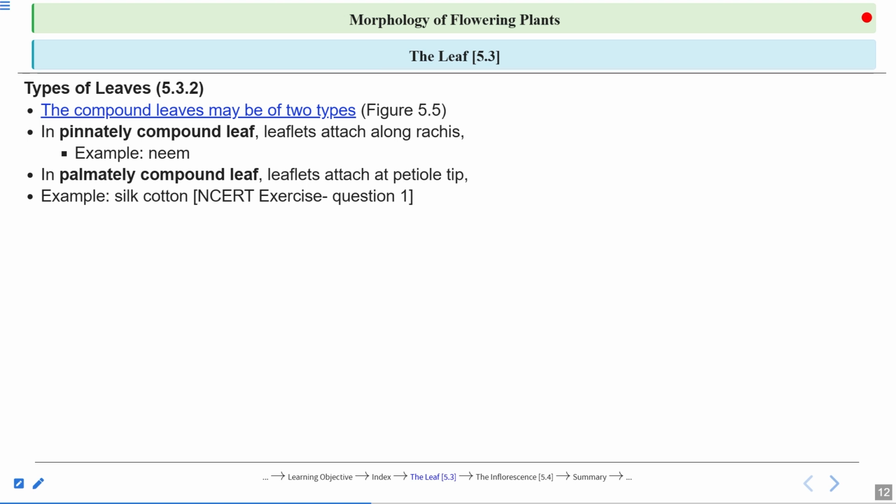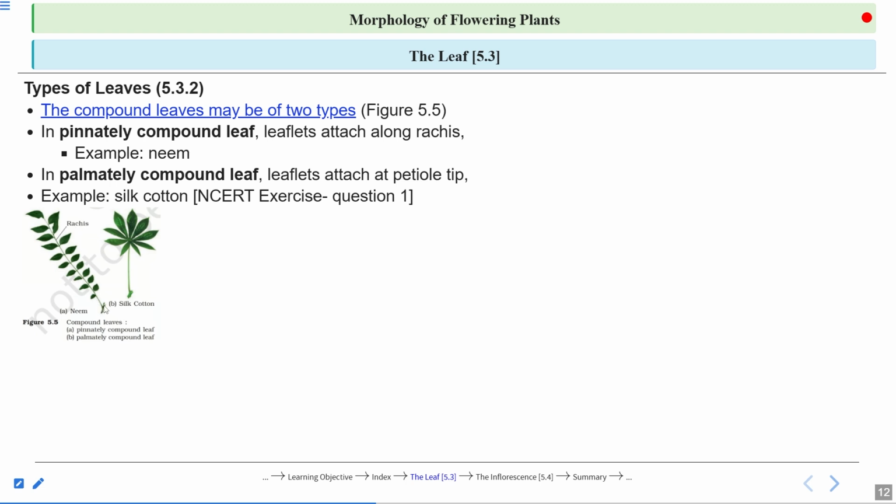So you should understand this topic, you should study this topic very clearly. There are questions in the textbook related to this topic. This is the image showing you the pinnately compound leaf and palmately compound leaf. So let's talk about the pinnately compound leaf. In pinnately compound leaf, you can see different leaflets here. Example is neem, and these leaflets are present all along the rachis.